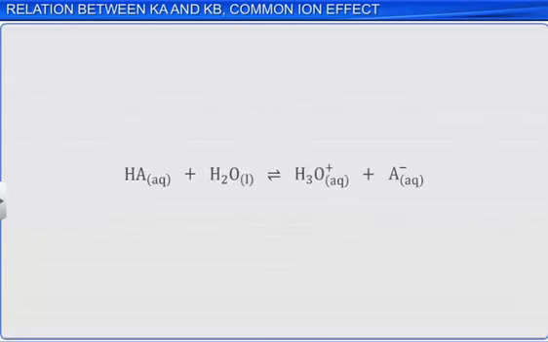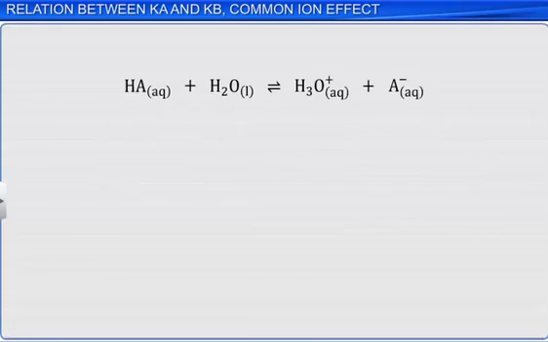Consider the dissociation of weak acid HA in water. The acid dissociation constant, Ka, for this equilibrium can be written as Ka is equal to the product of concentration of H3O+ and A- ions divided by concentration of HA.